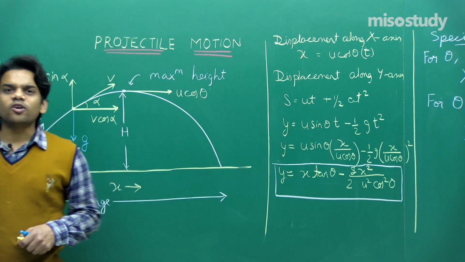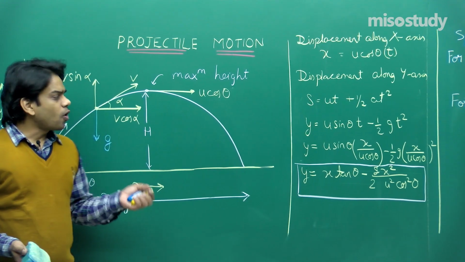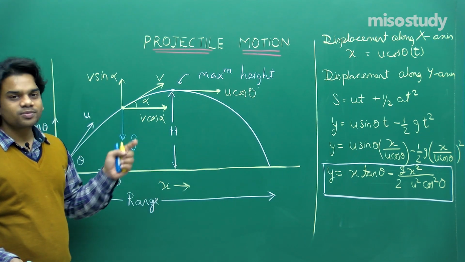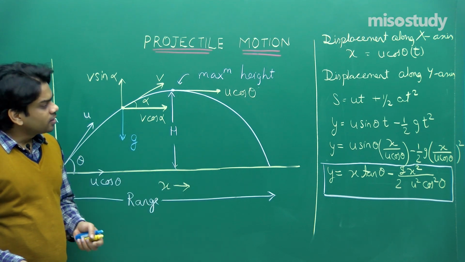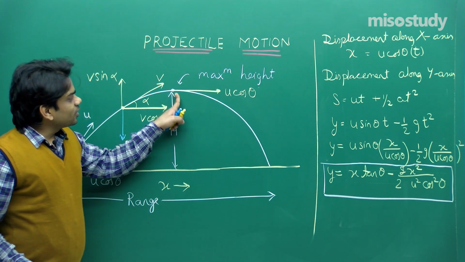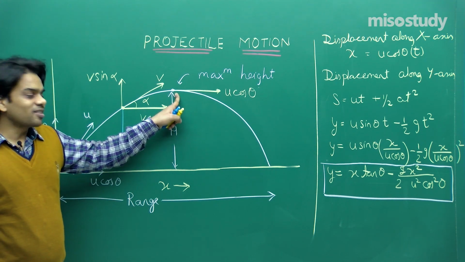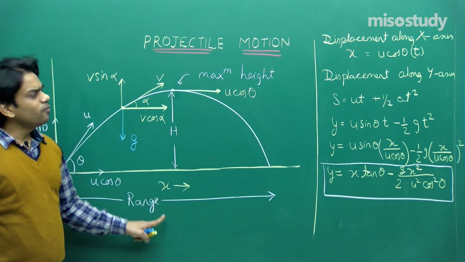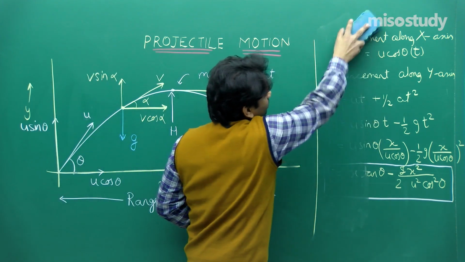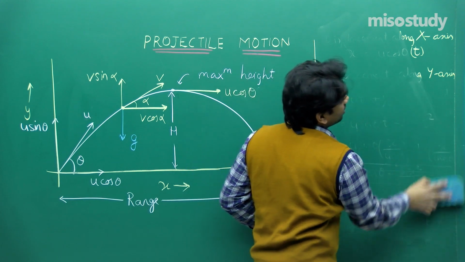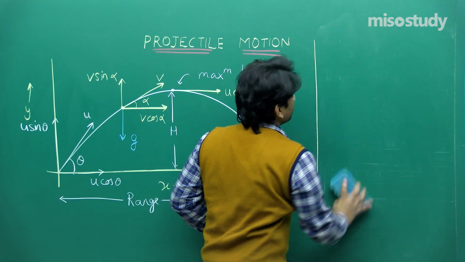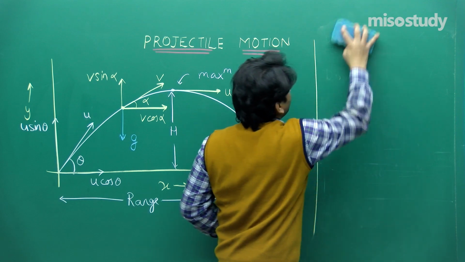Now this was all the basics of projectile motion, and we have derived all four things related to projectile: maximum height, range, time of flight, and the equation for the trajectory of the particle. Now let me tell you one more thing: the time taken to reach the highest point will be just half of the time of flight. Let's prove this. What is the time taken to reach the maximum height point? Let's find out.